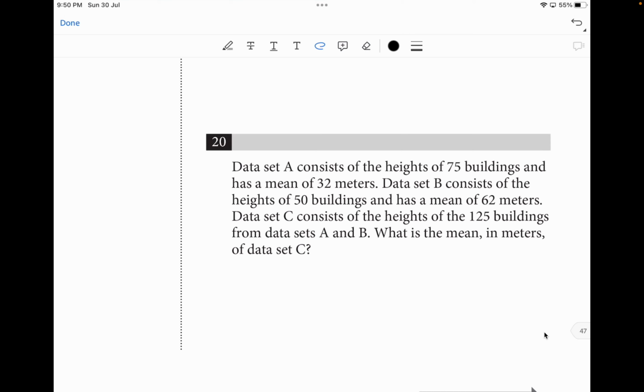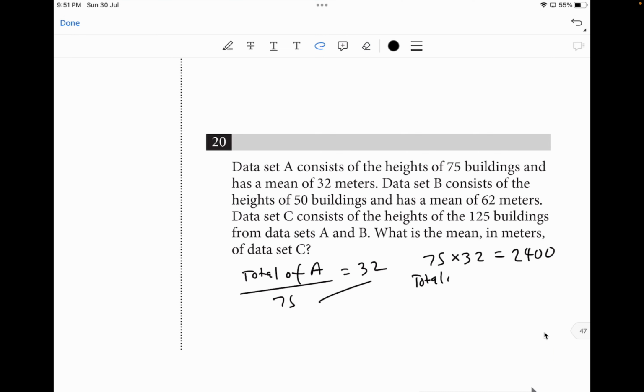Okay, so we know that mean is equal to the sum of observations divided by the number of observations. So for data set A, since we have to find out the total of A, total of A divided by 75 buildings, and it has a mean of 32. We know the total is 75 times 32, which is going to give us a value of 2,400. This is the total of A. By the way, the total of A is 2,400.